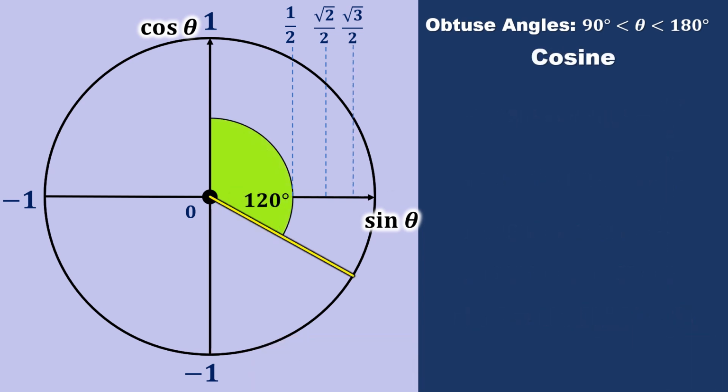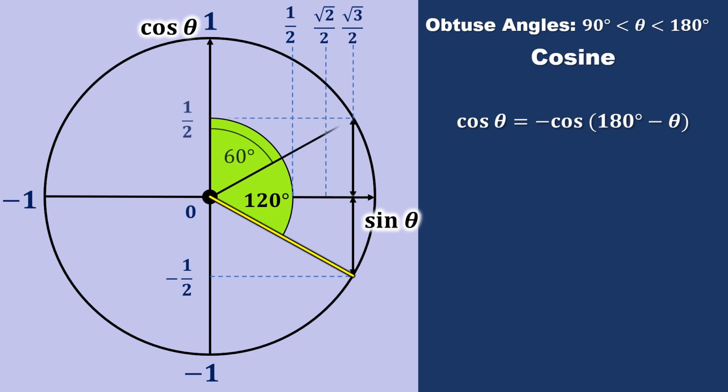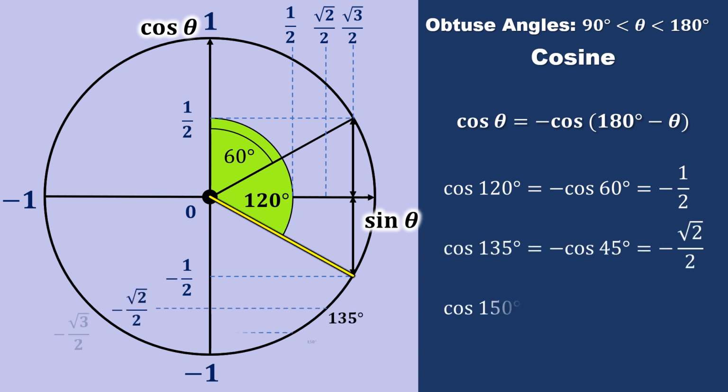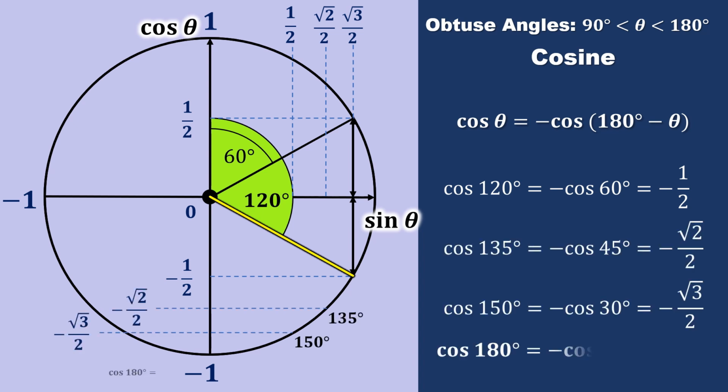On the other hand, the cosine of an angle is equal to the negative cosine of the supplementary angle. For example, the cosine of 120 degrees is minus 1 over 2, while cosine 60 is 1 over 2. Therefore, cosine 120 is equal to the negative cosine of 60 degrees. Same logic applies to the cosine of 135, 150, and 180 degrees.